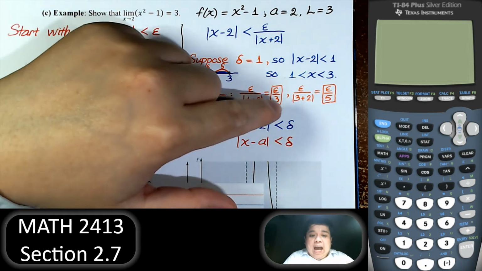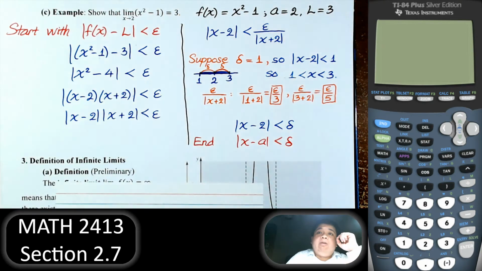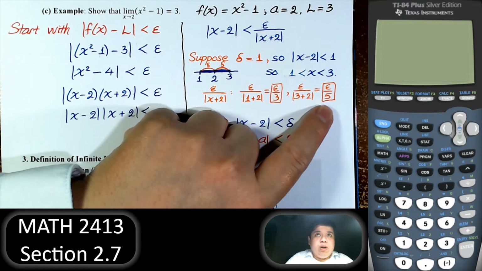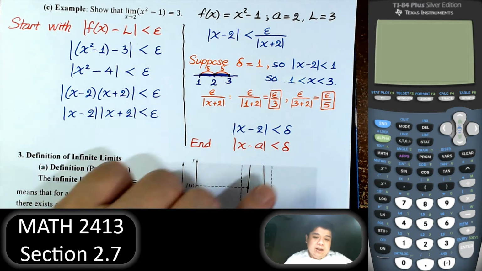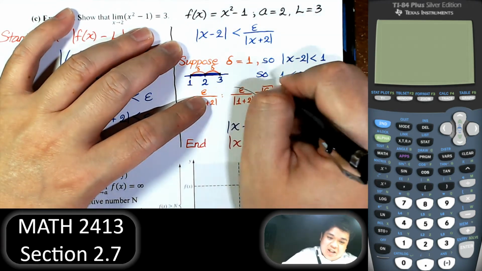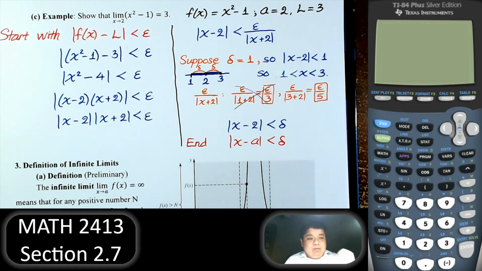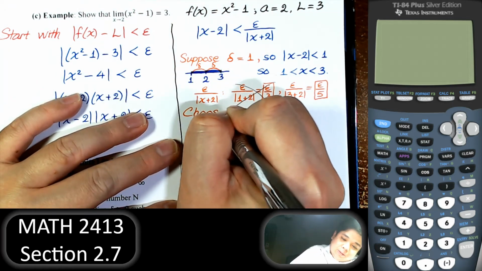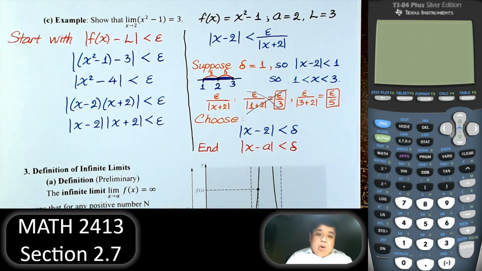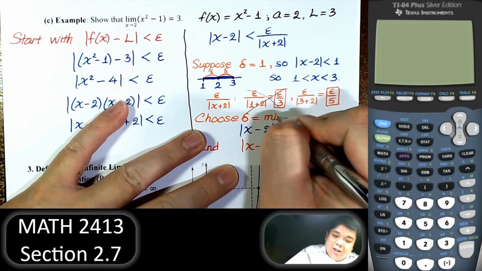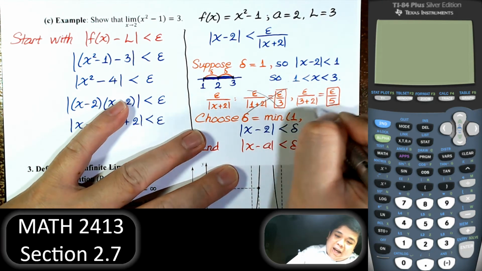Now let me ask you this: epsilon divided by 3 and epsilon divided by 5, which one is smaller? You should choose this one because the denominator is bigger, so the quotient is smaller. So this one is smaller than the other, and in that case we can scratch this out. Now, what we choose delta to be is whatever is smaller between 1 and epsilon divided by 5.